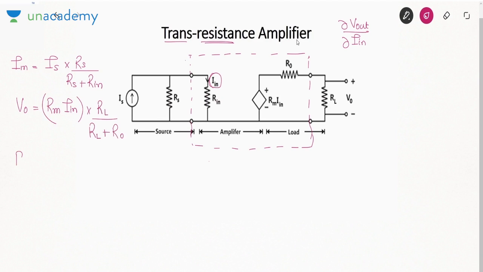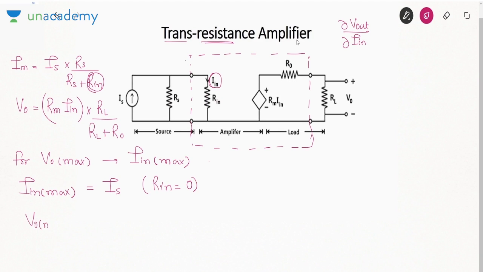Now you want V0 to be maximum. Now V0 depends on I in. So I'll say I in should also be maximum. What can be the maximum value of I in? I in should be maximum, equal to the source current Is, right? And that will happen when Rn is equal to 0. If this Rn is 0, Rs will get cancelled out. I in will be equal to Is.